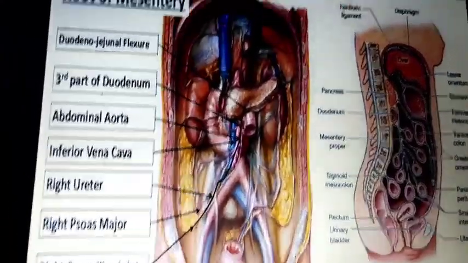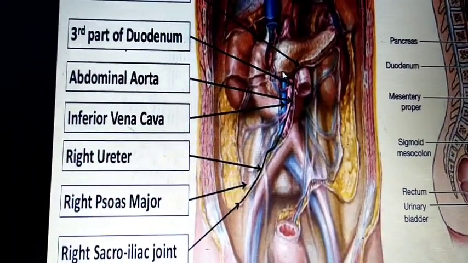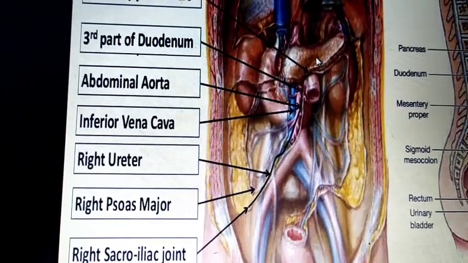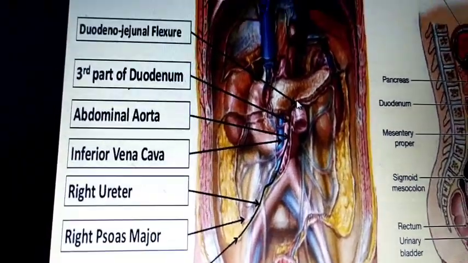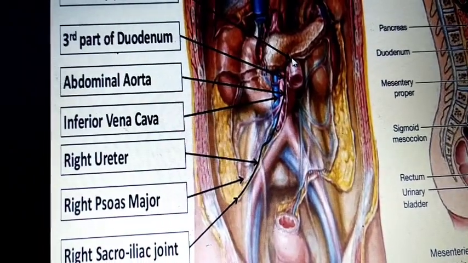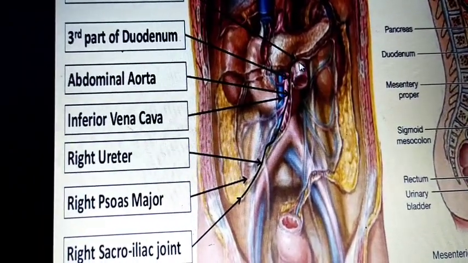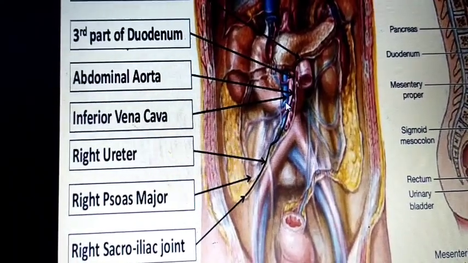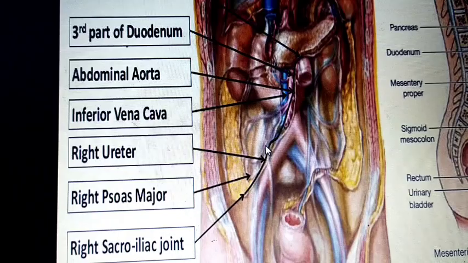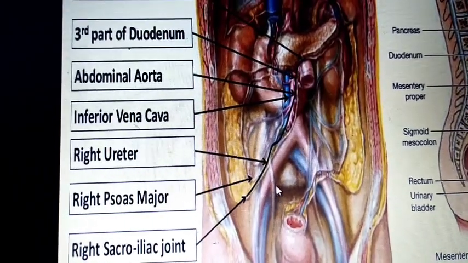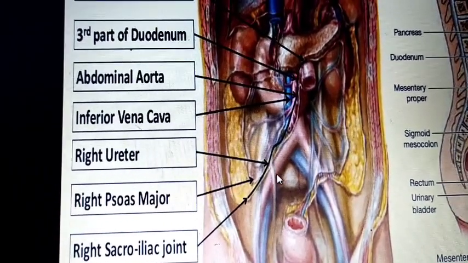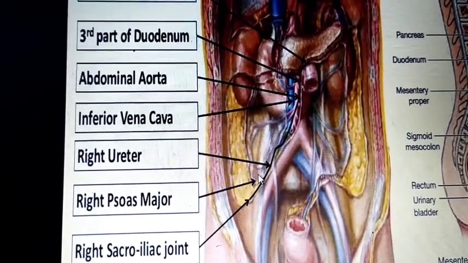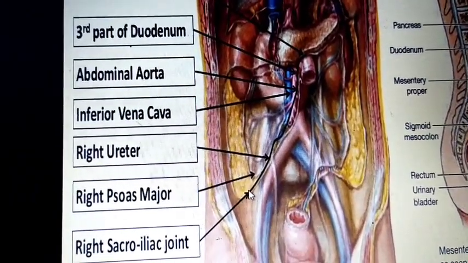Now the root of the mesentery. You can see this one line here, the black line, from here to here, starting at the duodenojejunal flexure. Which structures come next? Then the aorta, then the inferior vena cava. This white structure is your ureter. Then this is a muscle, the psoas major muscle, and this is the right sacroiliac joint.